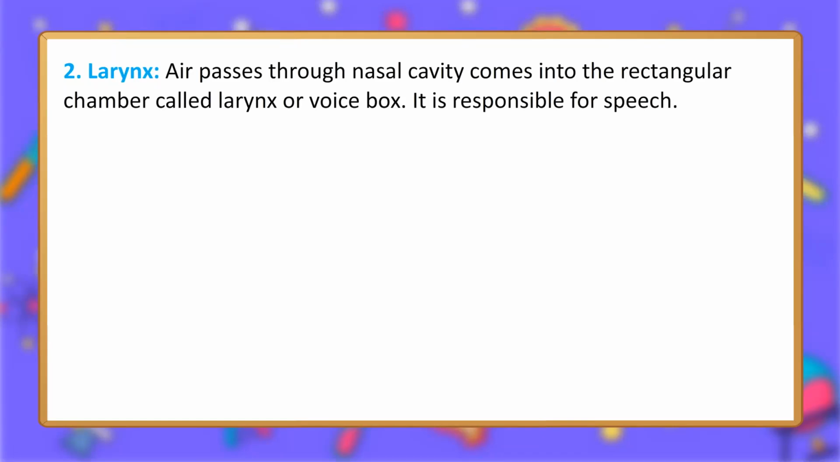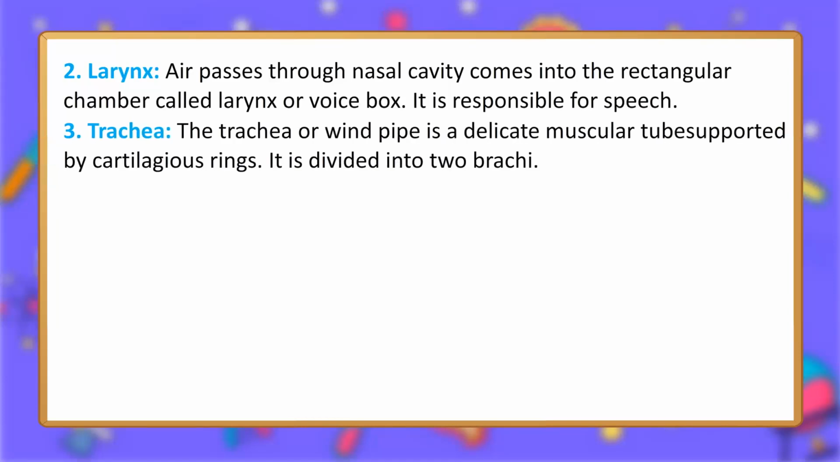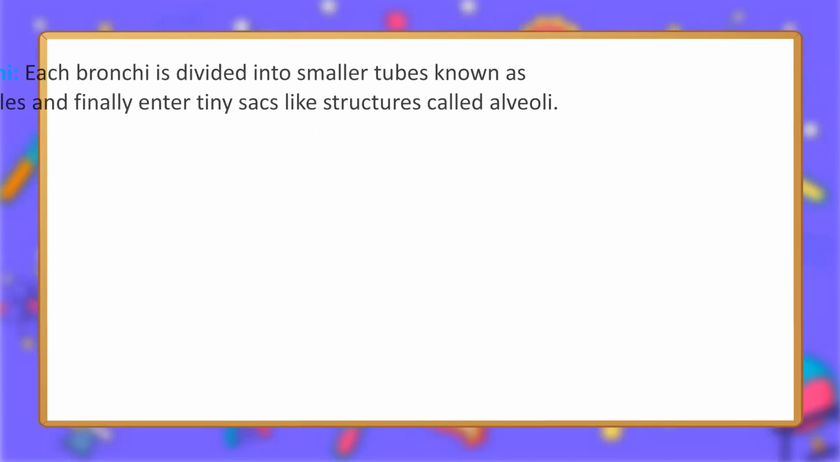2. Larynx. Air passes through the nasal cavity and comes into the rectangular chamber called the larynx or voice box. It is responsible for speech. 3. Trachea. The trachea or windpipe is a delicate muscular tube supported by cartilaginous rings. It is divided into two branches.